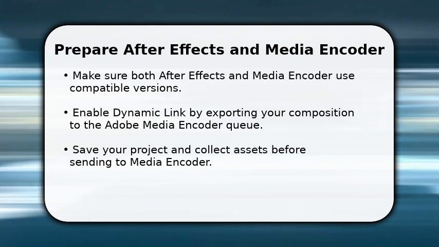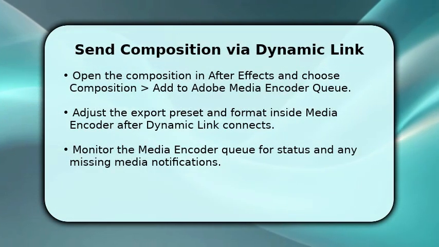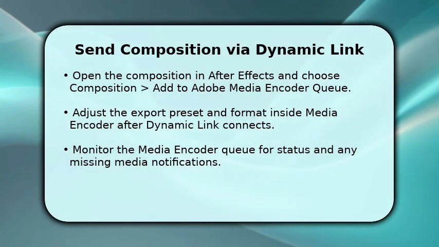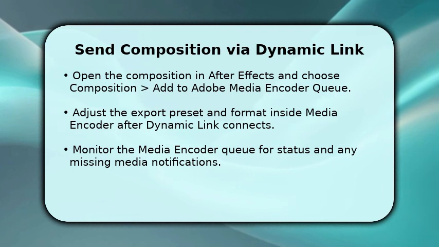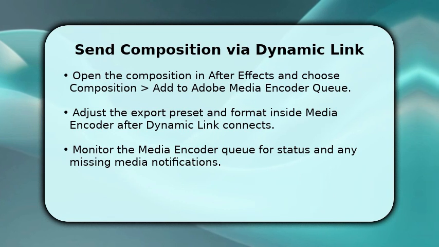Open the composition in After Effects and choose Composition, then add to Adobe Media Encoder queue. Adobe Media Encoder launches or becomes active and receives a dynamic link reference. Adjust the export preset and format inside Media Encoder after dynamic link connects.